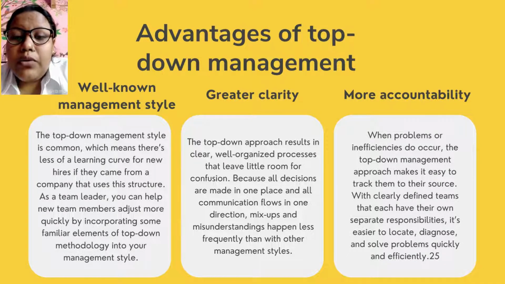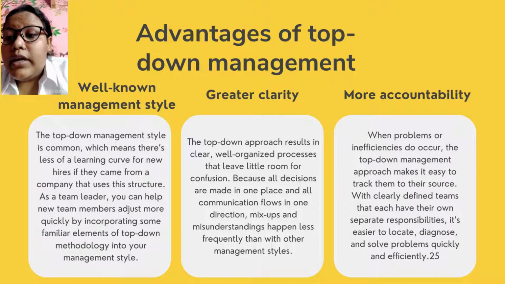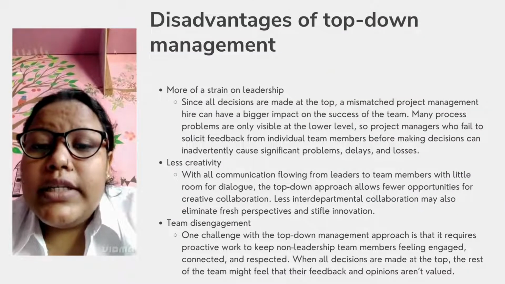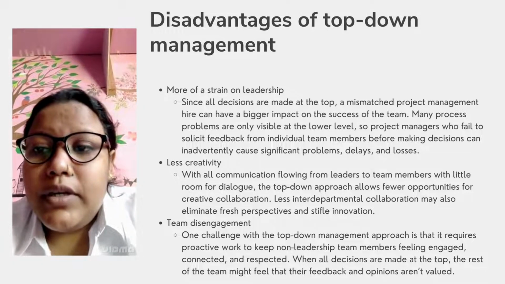Next is more accountability. When problems or inefficiencies do occur, the top down management approach makes it easy to track them to their source. With clearly defined teams that each have their own separate responsibilities, it's easier to locate, diagnose, and solve problems quickly and efficiently. Now, what are the disadvantages of top down management?